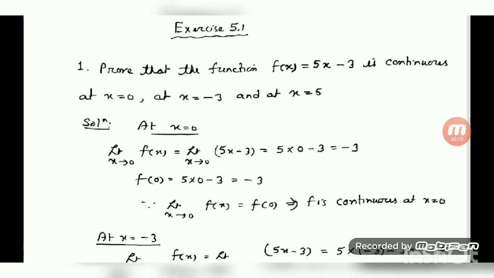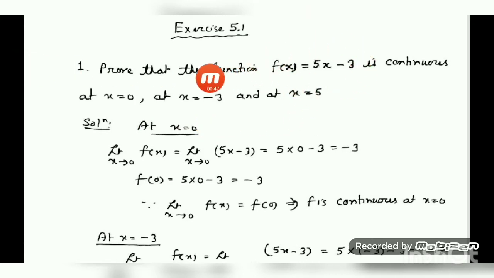Okay, so your first question is you have to prove that the function f of x given by f(x) equal to 5x minus 3 is continuous at the point x equal to 0, at x equal to minus 1 and at x equal to 5. So you see what is the condition, hope you remember, of checking the continuity. Continuity at a point, these are different points. At different points you have to check the continuity of this function.